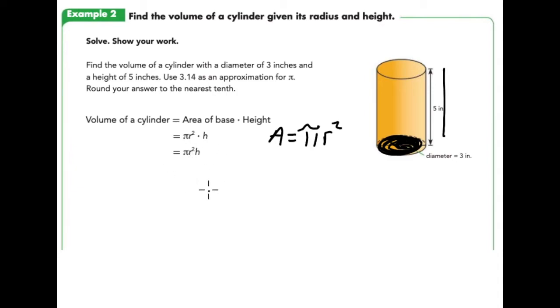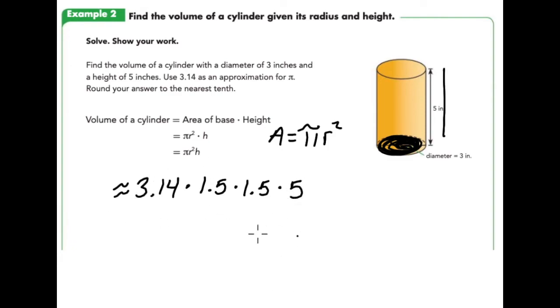So we could plug everything in and figure out our answer here. So if we take pi, we want to use the approximation of 3.14 for pi. And then we're going to multiply that by radius squared. Our diameter is 3 inches, and the radius is half of that. So our diameter here is 3, which means the radius would be 1.5. And we're going to multiply it by 1.5 again, because that is radius squared. And then we want to multiply all of that by our height.